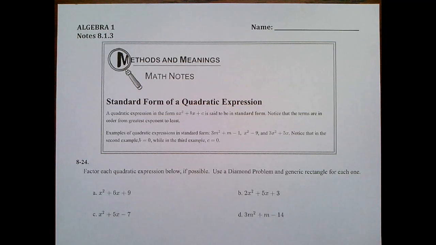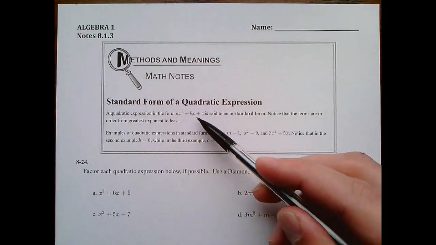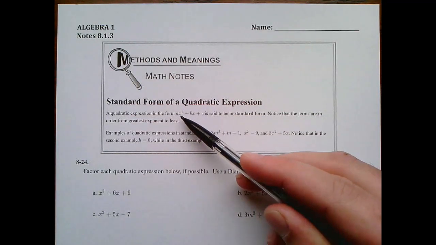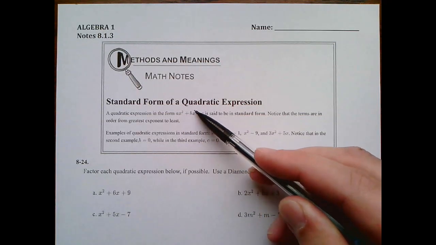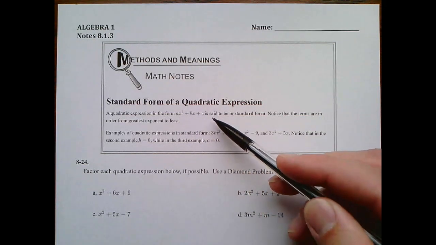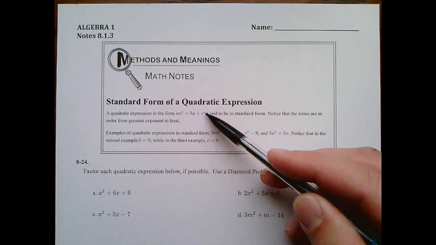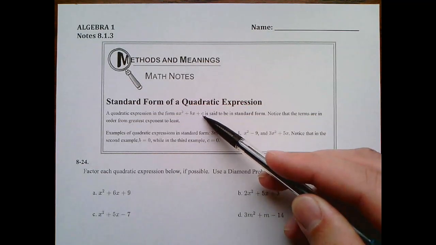It says a quadratic expression in the form ax squared plus bx plus c is said to be in standard form. Notice that the terms are in order from greatest exponent to least exponent. So if you go to ax squared plus bx plus c, notice that the x squared is the biggest x to the biggest power. That's going to go first. Then we have x to the first. That's the next biggest power. It goes second. And then notice c doesn't have any x's. So technically that's x to the 0.